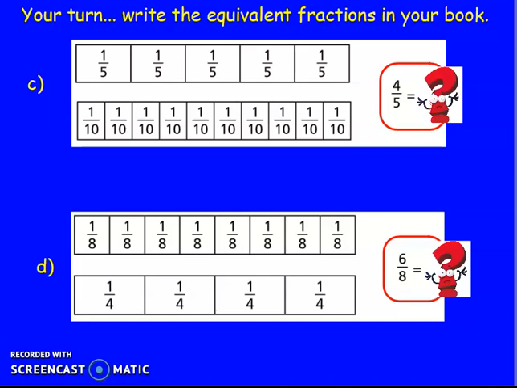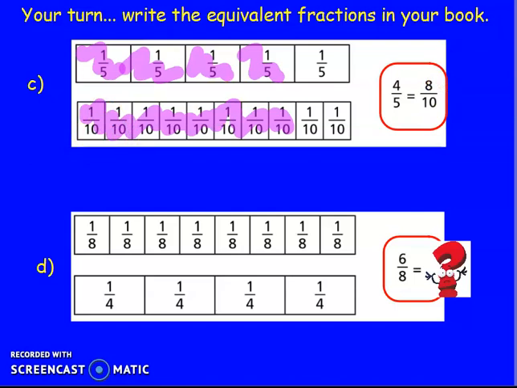Welcome back. Let's have a look at the answers. So 4/5, let's shade them in. 1, 2, 3, 4/5. What's that in tenths? So it's the same size bar underneath and we're shading up to the same point. So 4/5 is the same as 1, 2, 3, 4, 5, 6, 7, 8/10.